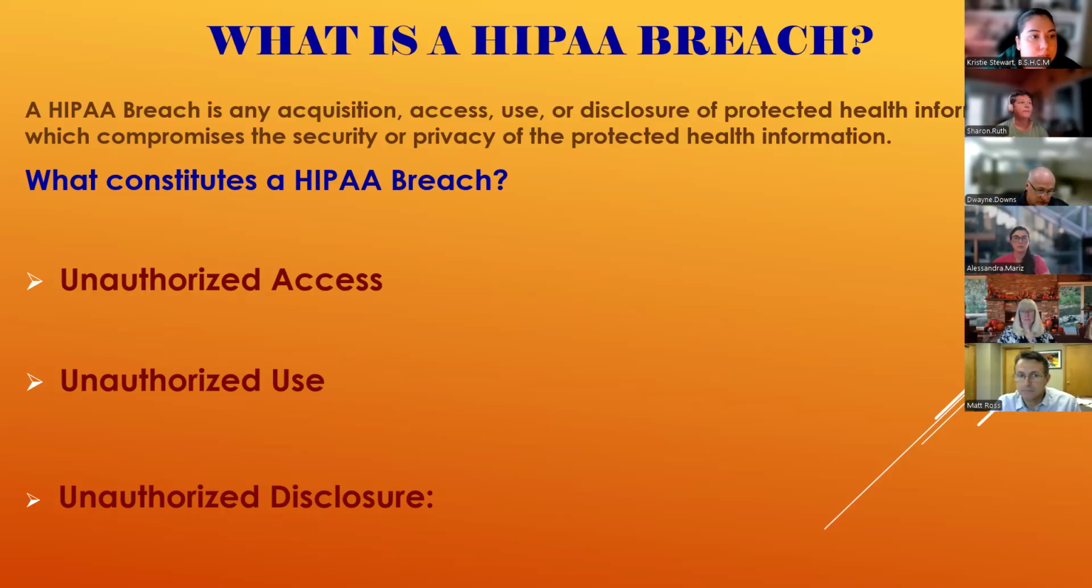Next would be unauthorized use. Sharing PHI with individuals or entities not authorized to receive it. Using PHI for purposes beyond what is authorized. Unauthorized disclosure. So this would be unintentionally revealing PHI, such as leaving a patient's chart open in a public area, sharing PHI with someone who is not authorized to access it, third parties gaining unauthorized access to PHI through cyber attacks or breaches, losing or having an unencrypted device stolen that contains PHI.